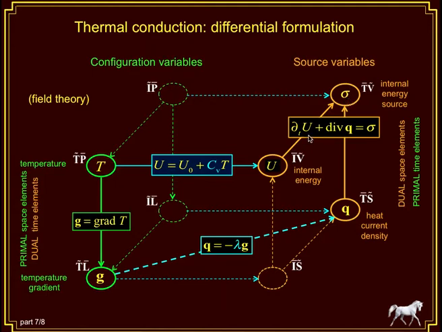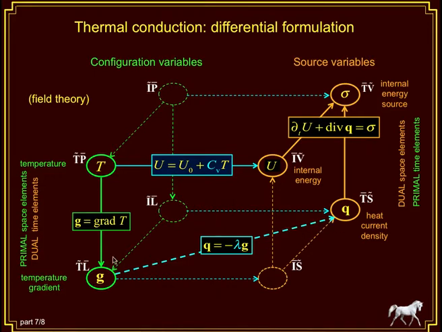And also you have the balance equation, the equation of conservation. The time derivative of U plus the divergence of Q. But Q, what is Q? Q is heat current density. Hence, you have a phenomenological law, the law of Fourier, that links the heat current density to the temperature gradient. And this is an irreversible link.